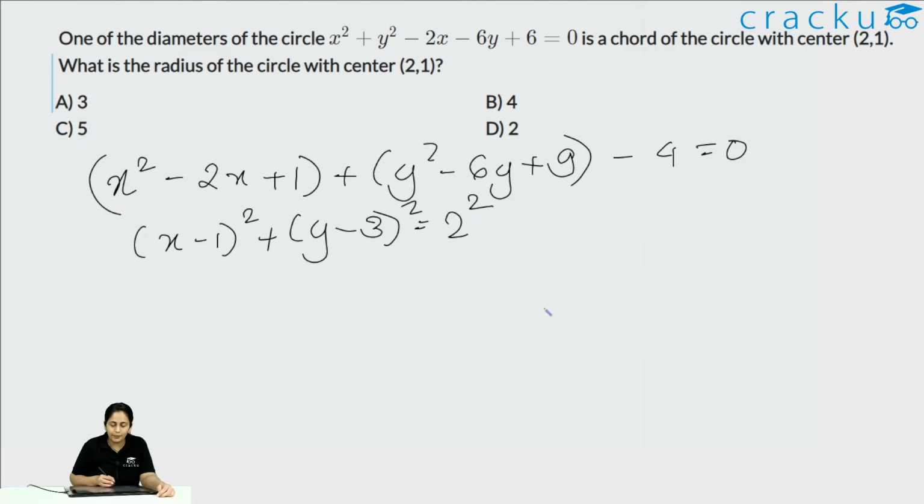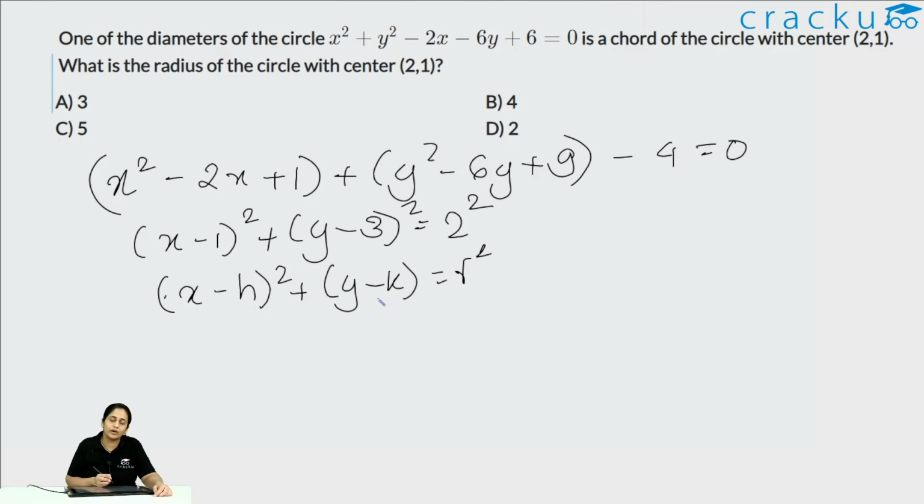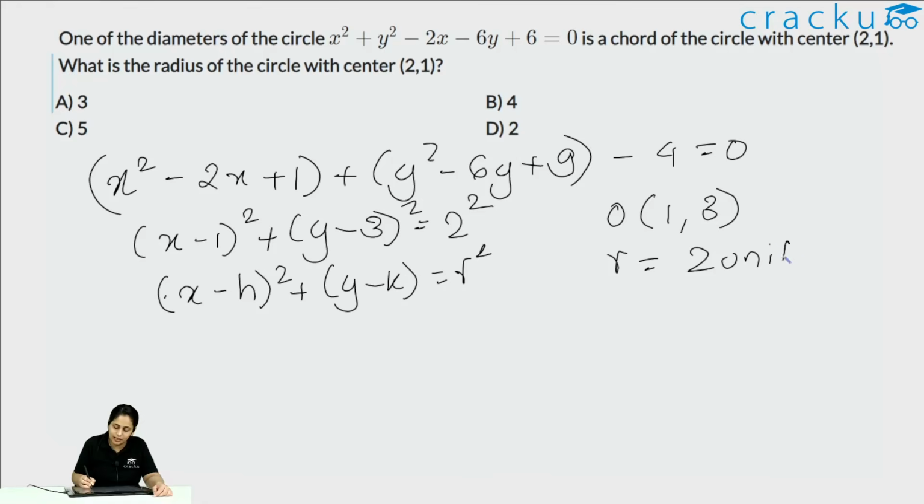So if I compare this with the equation of a circle, the general equation of a circle is x minus h the whole square plus y minus k the whole square is equal to r square. h and k are the x and y coordinates of the center of the circle, r is the radius. I know that the center of the circle O is at 1, 3 and the radius of the circle is equal to 2 units. Now I found out the circle as such, its center is at 1, 3, and I know that one of the diameters of this circle is a chord of a circle with center 2, 1.